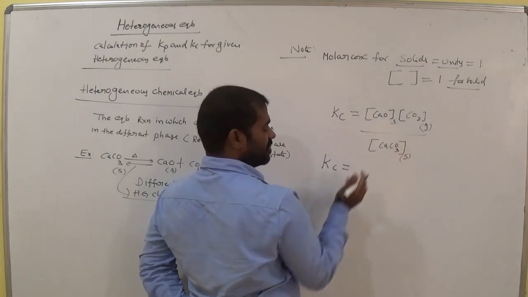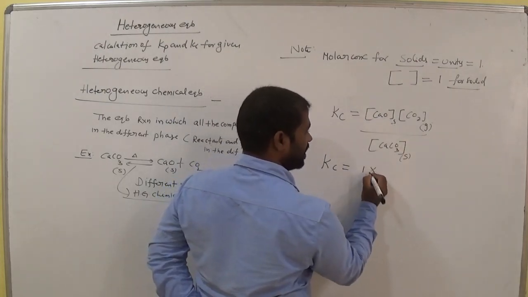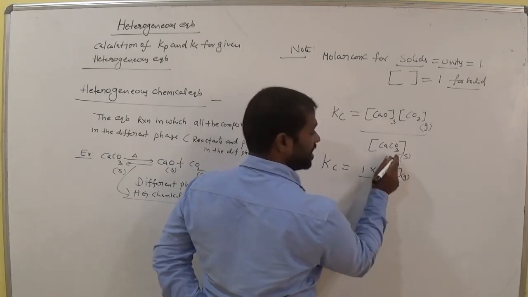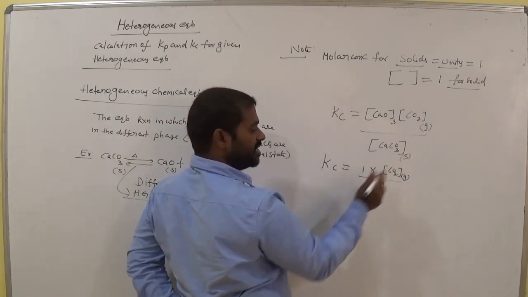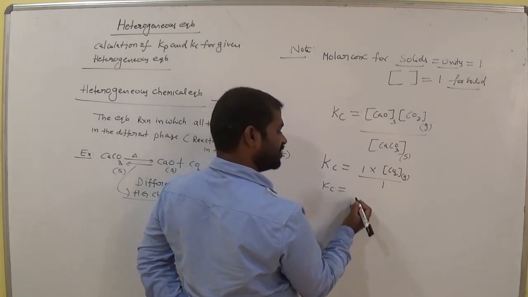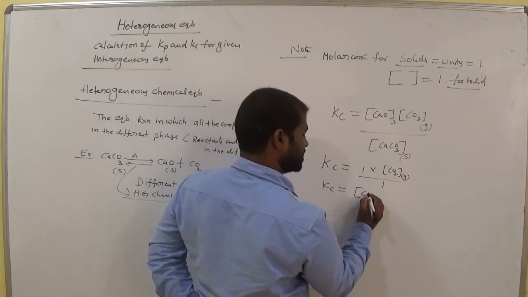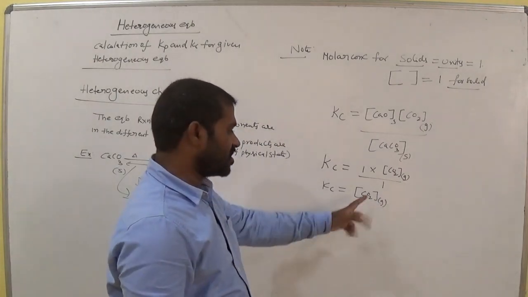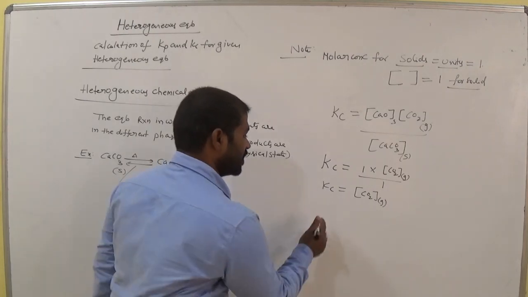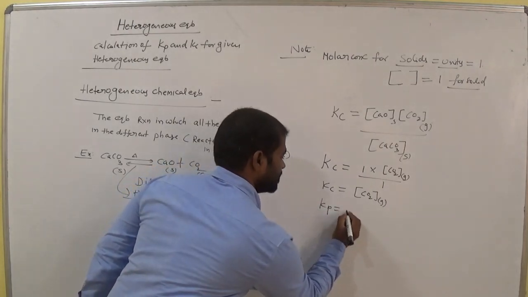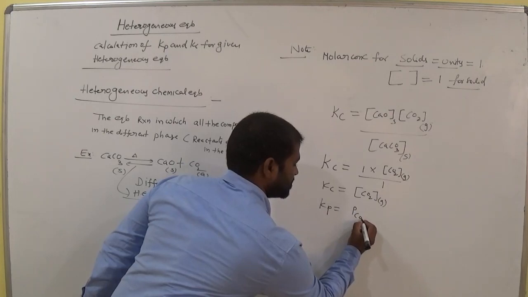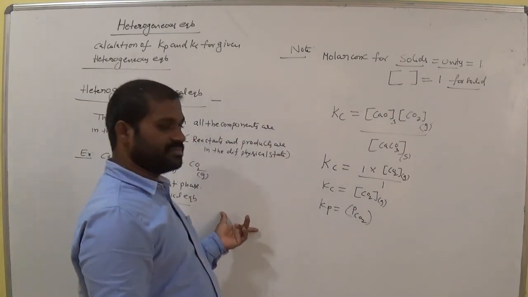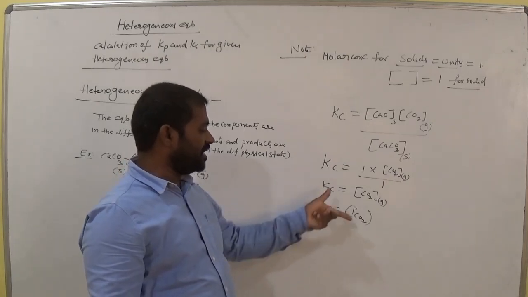So therefore Kc equals, for this one it is solid. What is the value of CaO? It is 1. And molar concentration of CO2, which is in gaseous state. So finally what is the Kc expression? Clearly molar concentration of CO2 gas. For gases and liquids we consider their concentration as usual. Okay. So what about Kp? Kp, same, partial pressure of CO2. For heterogeneous equilibrium, the expressions of Kc and Kp are like this.